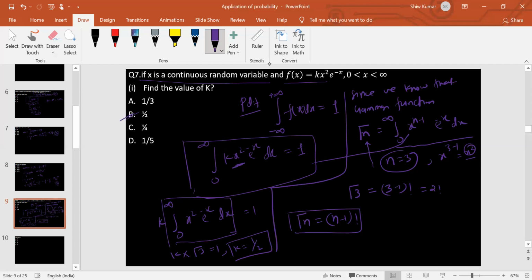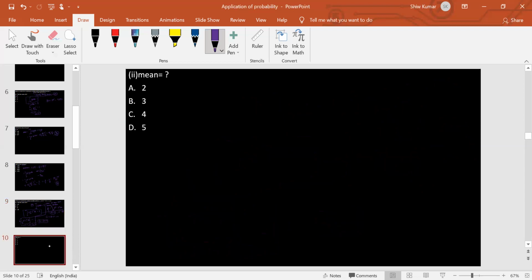So what is very important here is the gamma function, and I just equated the integration and found the value of n. Similarly, we have another question that is based on the same way.